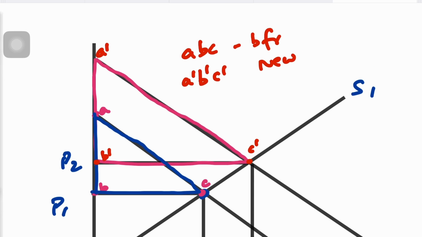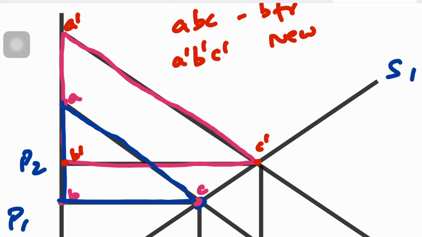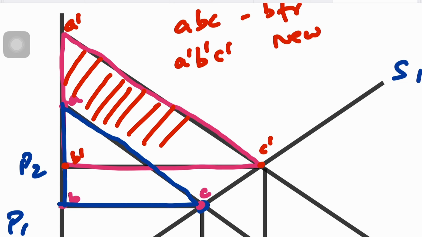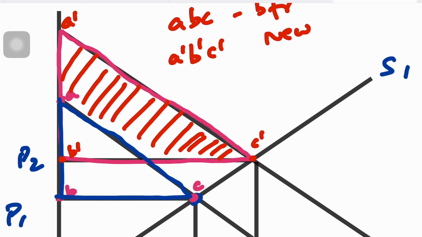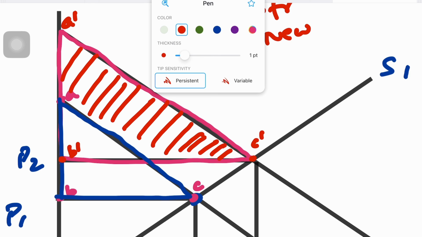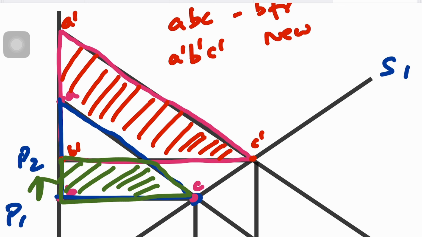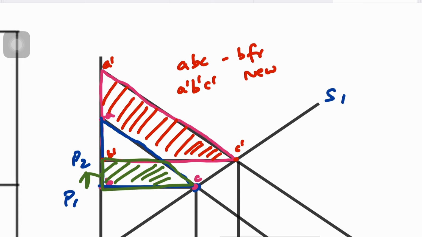So what you see is that you're gaining a lot of consumer surplus, right? You're gaining this entire area, because this area was not part of consumer surplus before. But you're also losing some area as well. You're losing out this part of consumer surplus, and this part of consumer surplus is gone because of a rise in price, right?